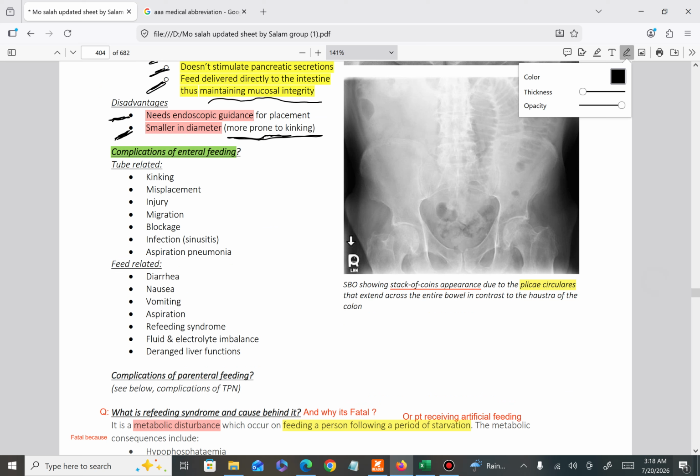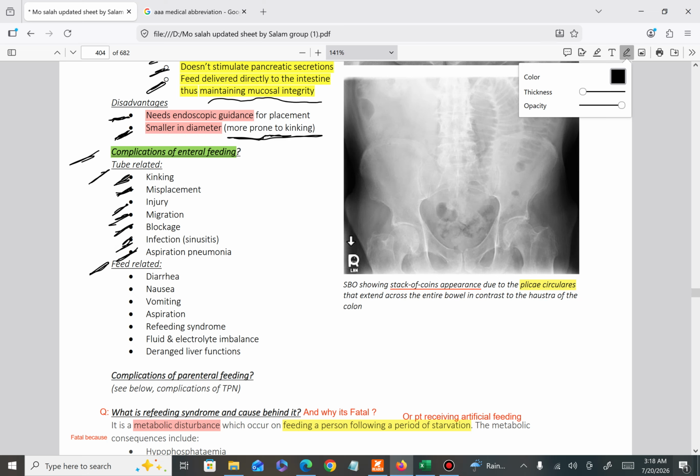Then the complications of enteral feeding can be tube related or feed related. So for tube related, kinking can occur, misplacement can occur, injury can occur in the tract through which the nasogastric or nasojejunal tube passes. Migration can occur, blockage can occur, infection and aspiration pneumonia.